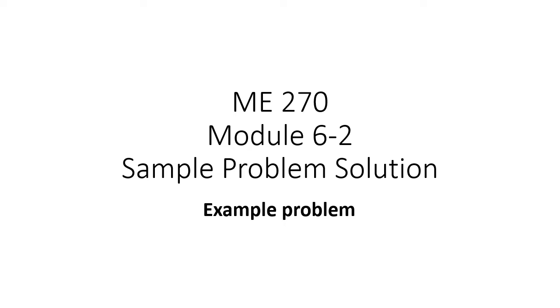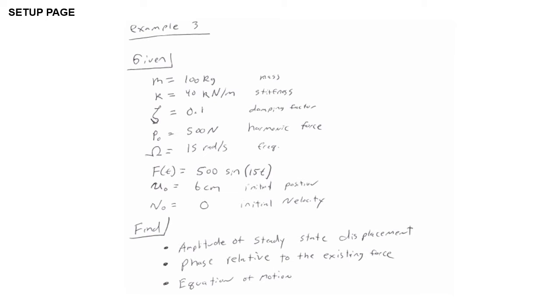So now we move on to Module 6.2, and we'll take a look at a sample problem solution for this section of our module. In this example, example number 3, we're given a lot of information within the wording of the problem.